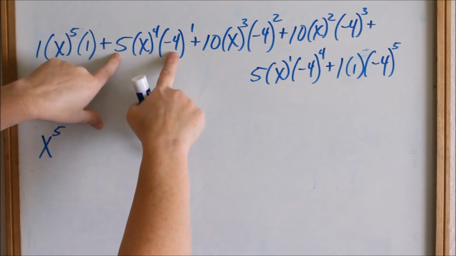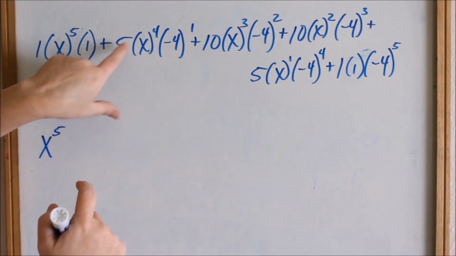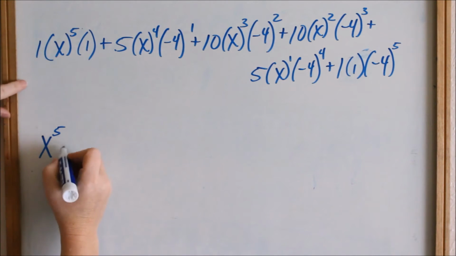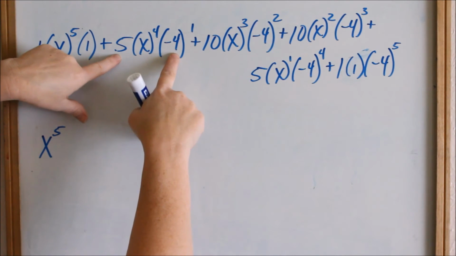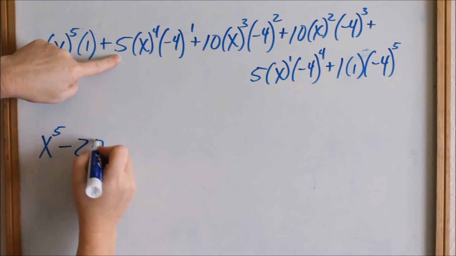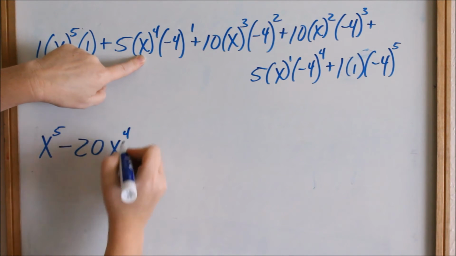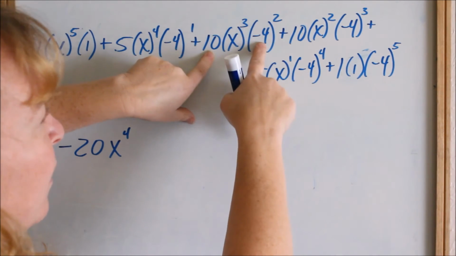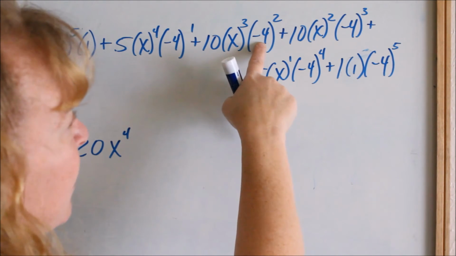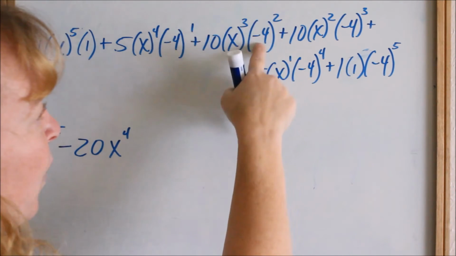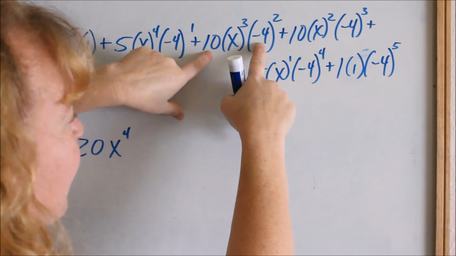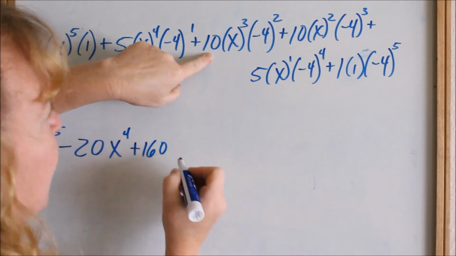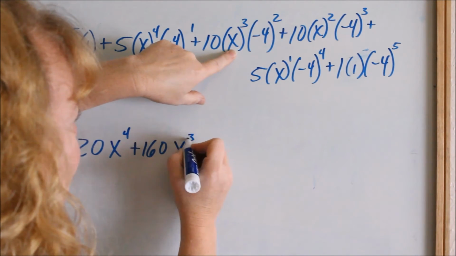Now combine our numbers to numbers. 5 times -4, because this means 5 times x to the 4th times -4. Numbers to numbers, letters to letters. So 5 times -4 is -20. So now I've got a -20 there. X to the 4th is just x to the 4th. Okay? Here, -4 squared is a positive 16. Okay? That's -4 times -4. So -4 squared is a positive 16 times 10 is 160. A positive 160. X to the 3rd is just x cubed.